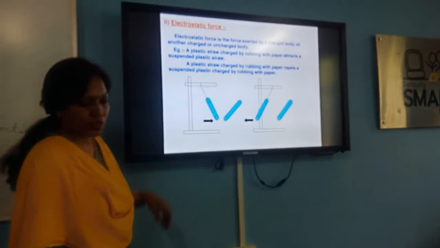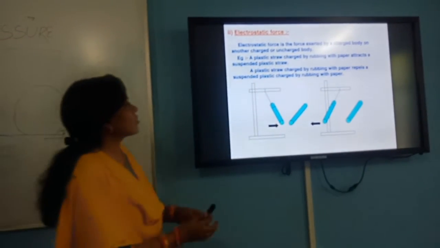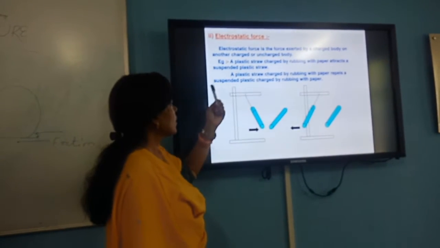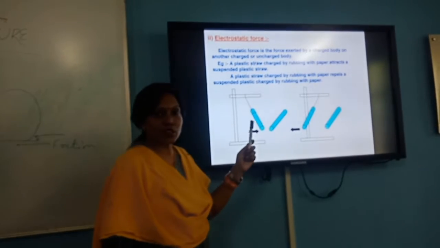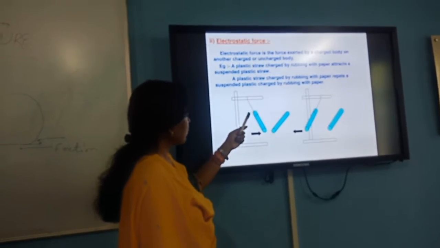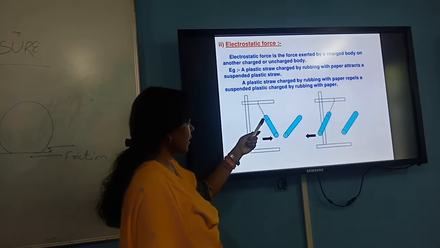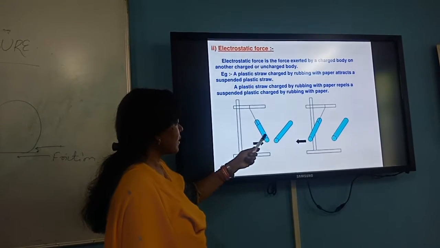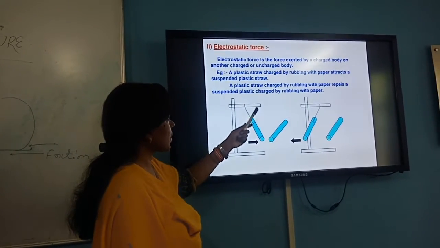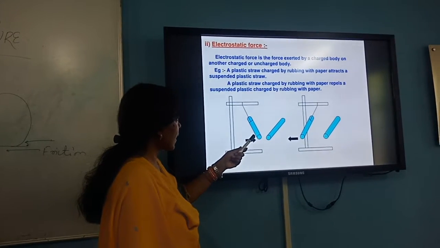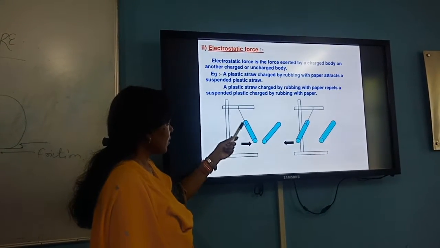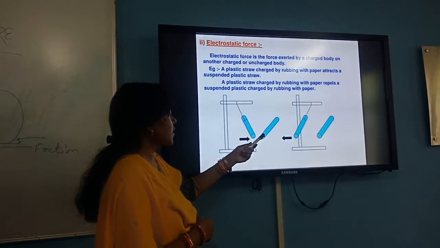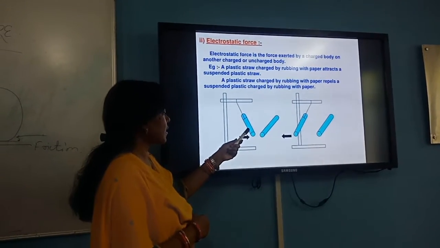Another type of non-contact force is the electrostatic force. Electrostatic force is the force exerted by a charged body on another charged or uncharged body. For example, here is a plastic straw. With the help of thread, we tie one end of the plastic straw and hang it from a stand. Then we rub another plastic straw with paper and bring it near this plastic straw, and it attracts it. It means that when we rub it with paper, it gets charged. So the charged plastic straw attracts the uncharged plastic straw.